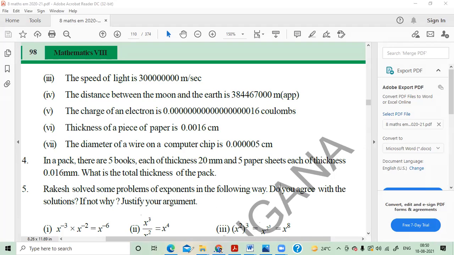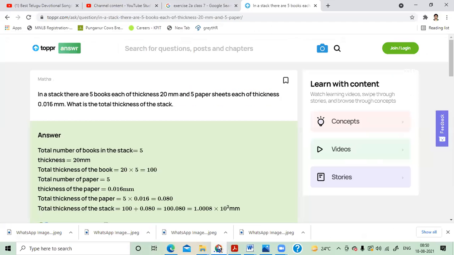This answer is already available. I already wrote it on the screen, so we should close this. Now you can look at the answer.